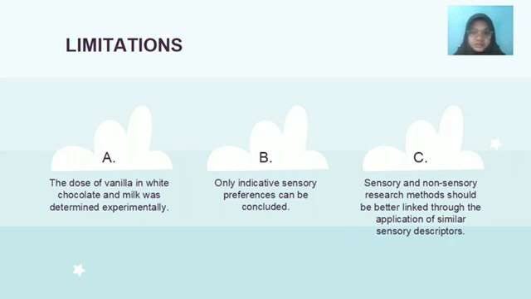This being the case, future studies should investigate how changes in vanilla concentration in chocolate affect taste perception. Second, with a limited number of participating users in 4 countries, only indicative sensory choices can be inferred. It is recommended to increase the sample size in future research. Finally, sensory and non-sensory research methods should be better linked through the application of similar sensory descriptors.